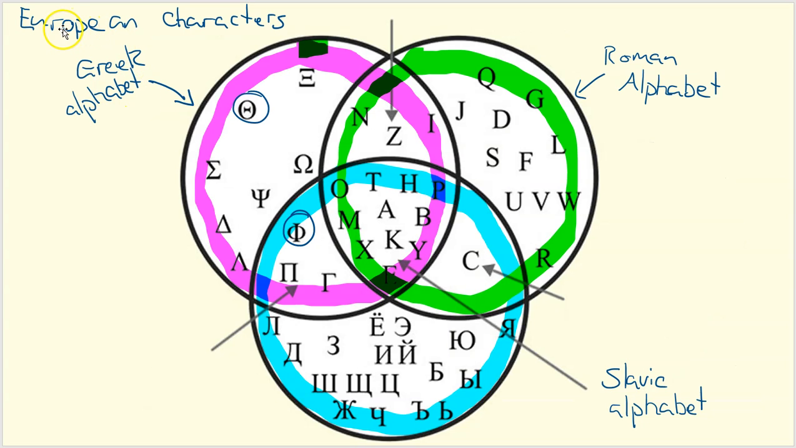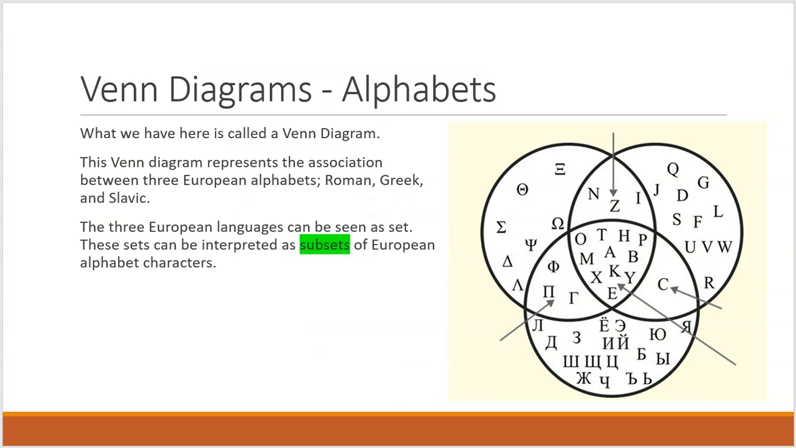And looking over here, we've got the European characters. So all of these combined together, the union of all of these, would be seen as the European characters, or its own set. And thus we can say that the Roman, the Greek, and the Slavic alphabets are all a subset of the European alphabet characters.